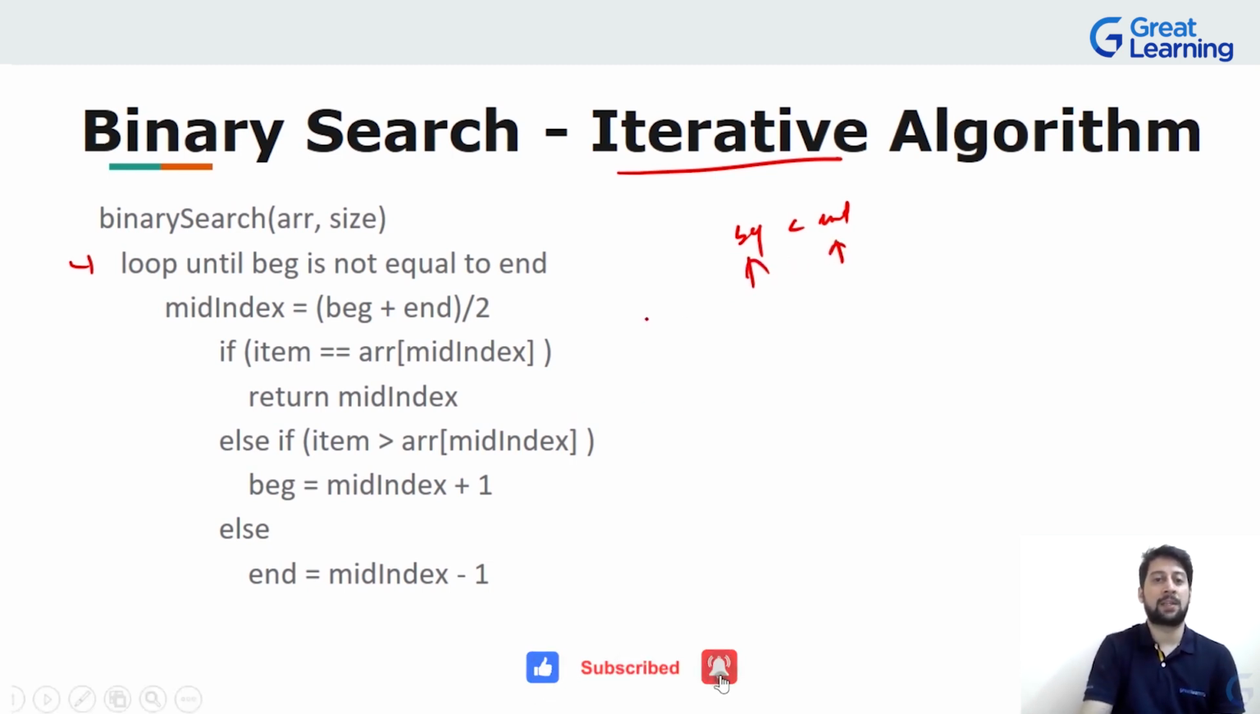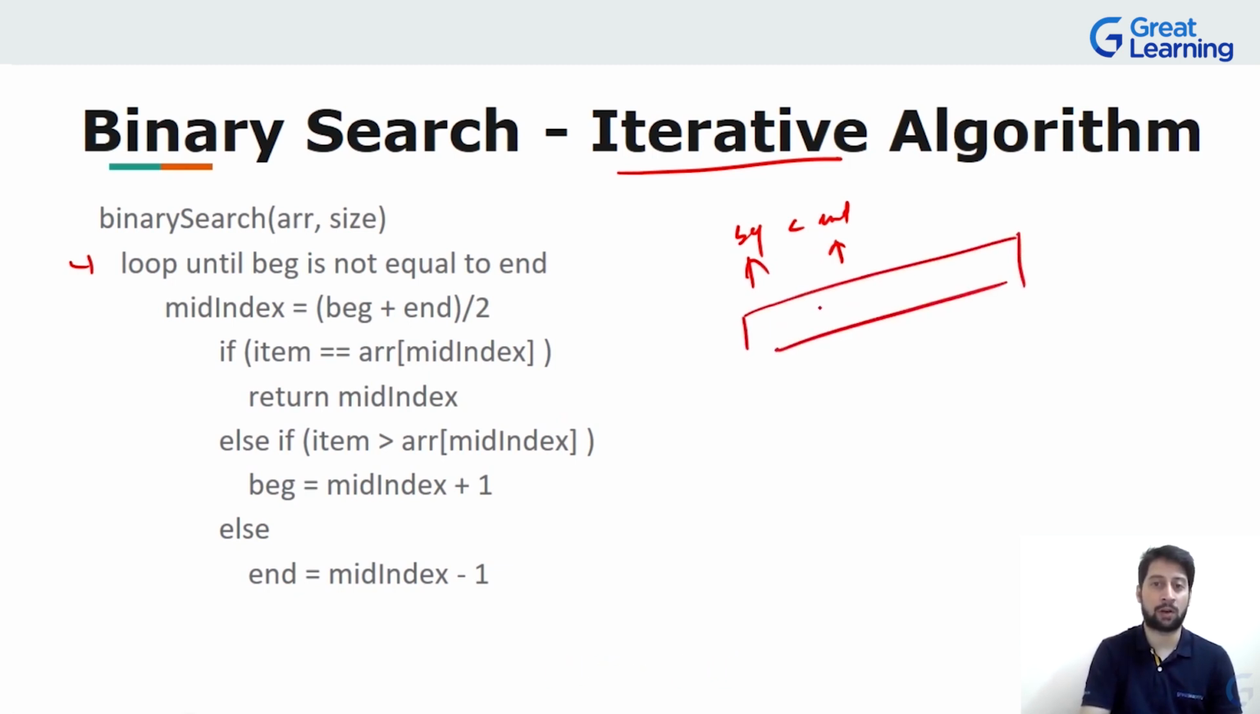Now we know that in this binary search, it doesn't depend on whether we are using the iterative approach or the recursive approach, the logic will remain the same. So we will be having this array and it will be in some order so that we can neglect some part of it. It doesn't have to be sorted always. We can still apply binary search even if the array is not sorted, but still some order is there so that we can neglect some part of it.